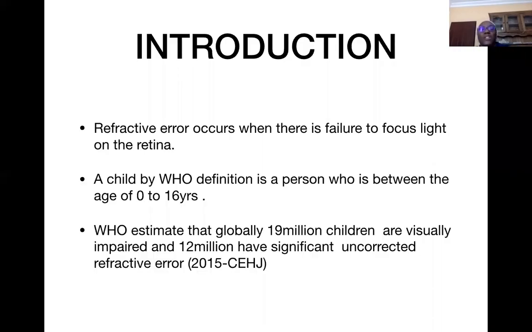As an introduction, refractive error occurs when there is failure to focus light on the retina. And who is a child? A person aged 0 to 16. This is the definition by WHO. And WHO has estimated globally 19 million children are visually impaired, and 12 million out of this 19 million have significant uncorrected refractive error. This was stated in the Community Eye Health Journal in 2015 when they talked about refractive errors globally.